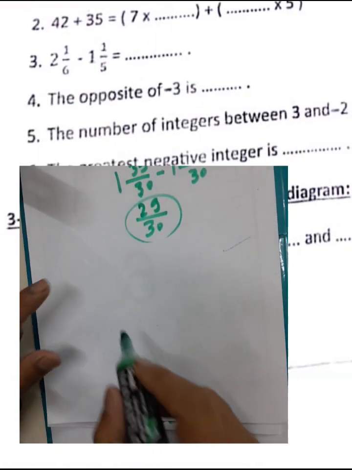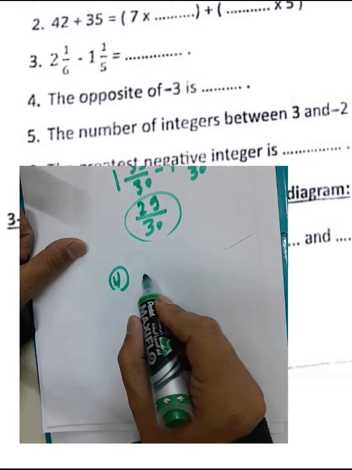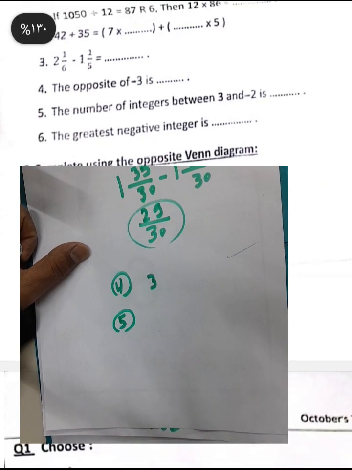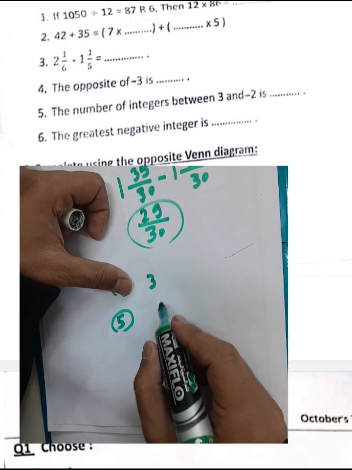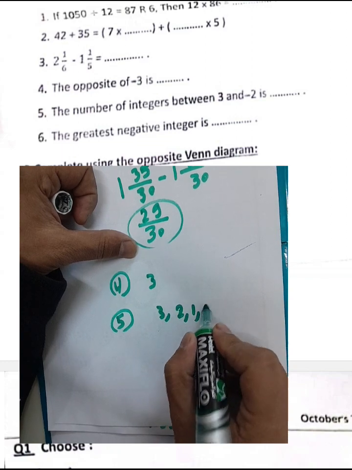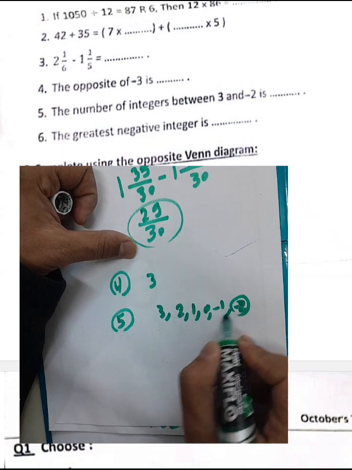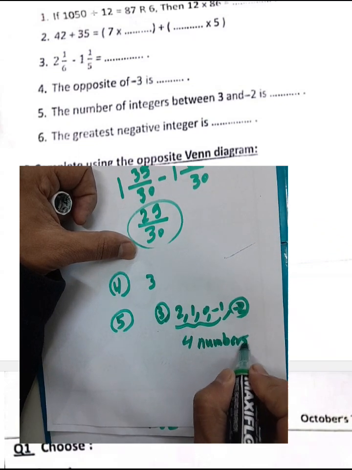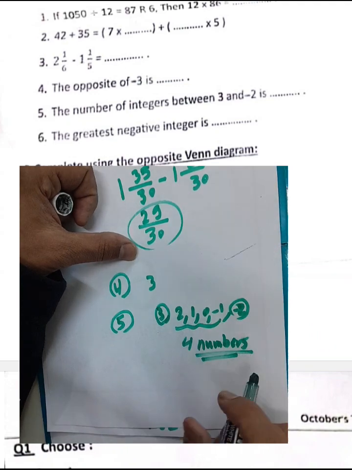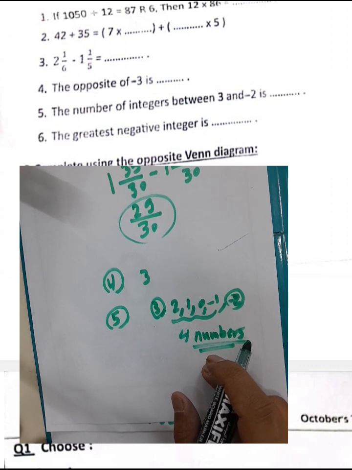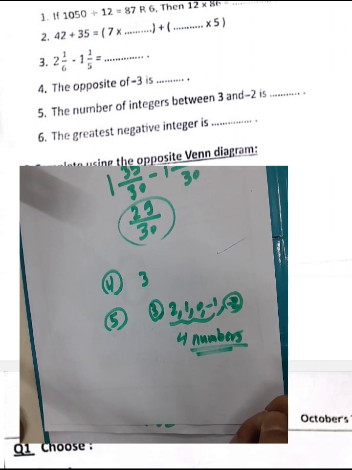Question number 4. The opposite of negative 3 will be 3. Question 5. The number of integers between 3 and negative 2 is, you want to find the number of integers. Count with me, from 3 to negative 2: 2, 1, 0, negative 1 and negative 2. We have 4 numbers, 1, 2, 3, 4. Understood? Between 3 and negative 2, 4 numbers.